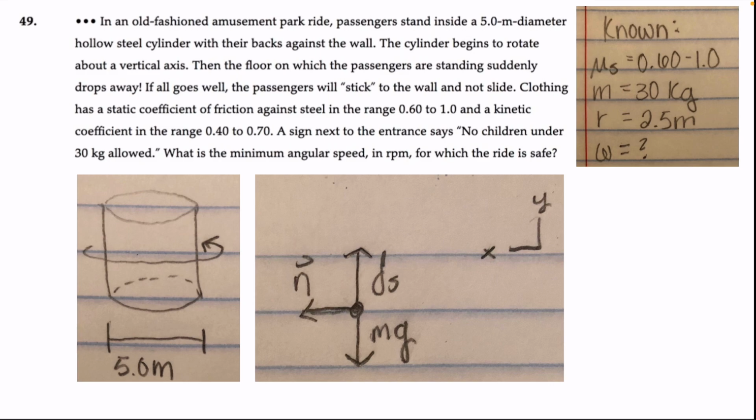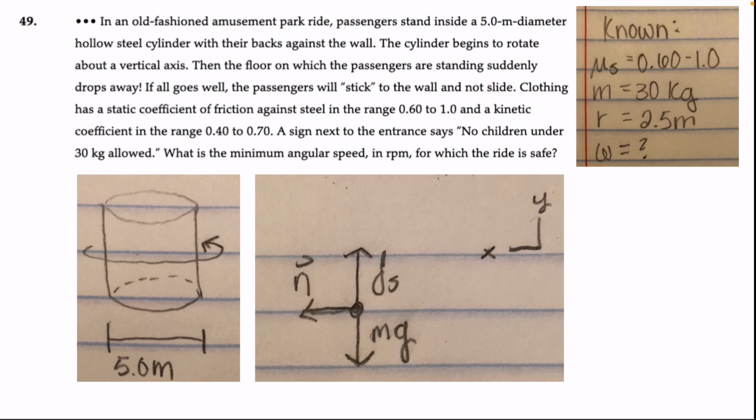So the only way for this ride to work is for the force of static friction to continuously be able to be equivalent to mg. So there's going to be some minimum angular speed for which the force of static friction can still overcome the gravitational force.